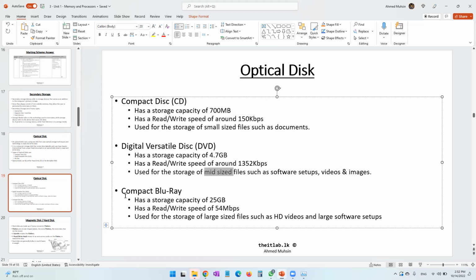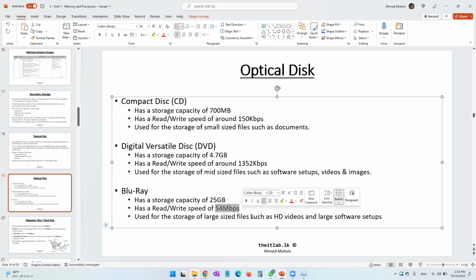Okay. And then finally, we have, oh, I made a mistake here. It shouldn't be compact. It should simply be Blu-ray. Okay, so next I have Blu-ray. So Blu-ray has a storage capacity of 25 GB, much higher. It has a read-write speed of 54 Mbps, which is quite fast.